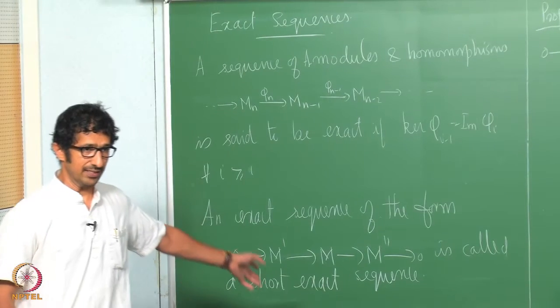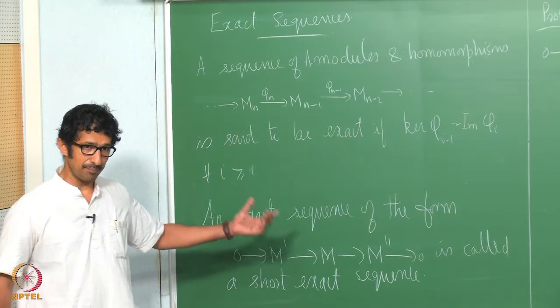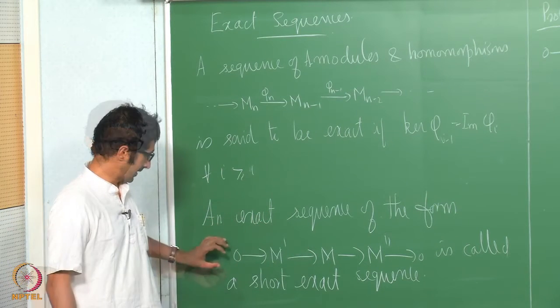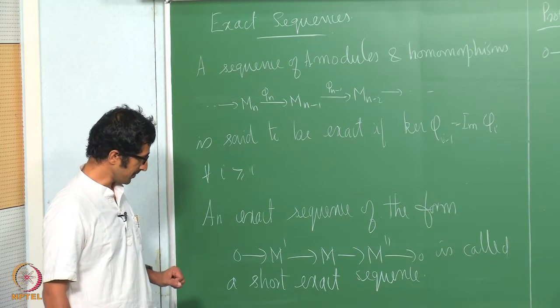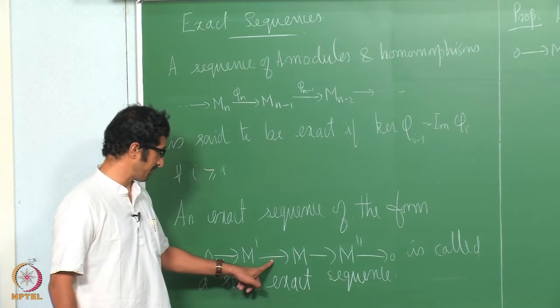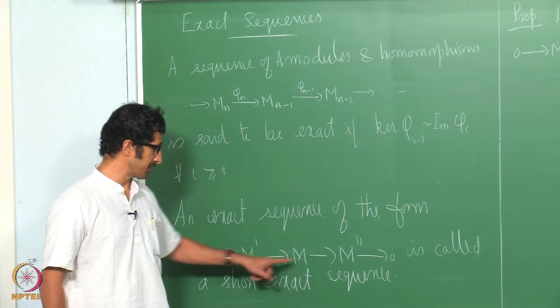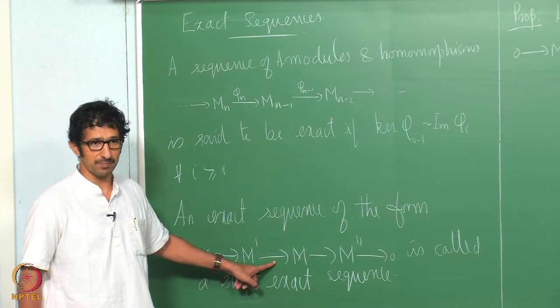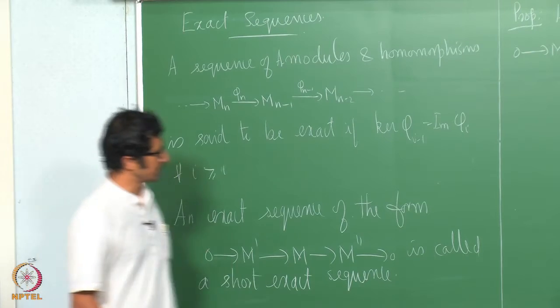So, this is exactly what we saw last time, examples. In fact, the examples were of short exact sequences. If you have a short exact sequence, this map will be injective, this map will be surjective, and kernel of this map is equal to image of this map. That is precisely what is a short exact sequence.